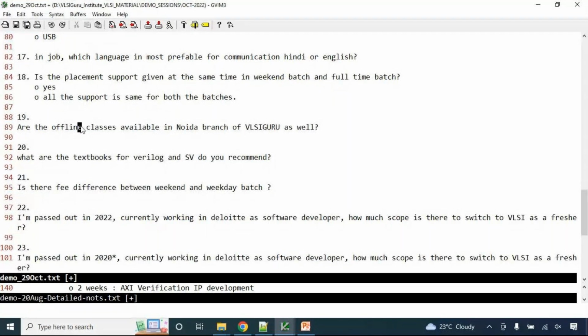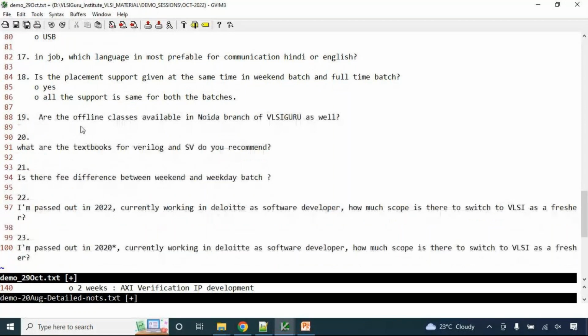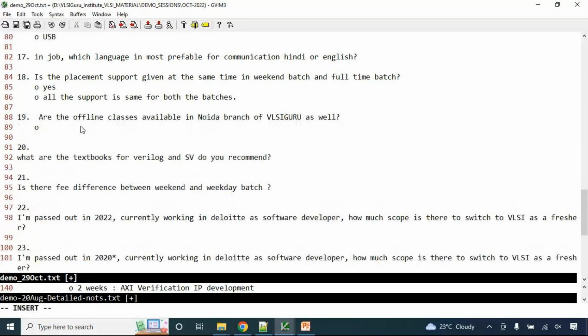Are the offline classes available at the Noida branch of VLSI Group? See, we have closed the center. The only offline classes are available at Bangalore. I will tell you, if someone is from Noida, Noida is not the best place to join for training. There are 2, 3 institutes I know, but I don't want to name them. Noida is not a good place to undergo training.